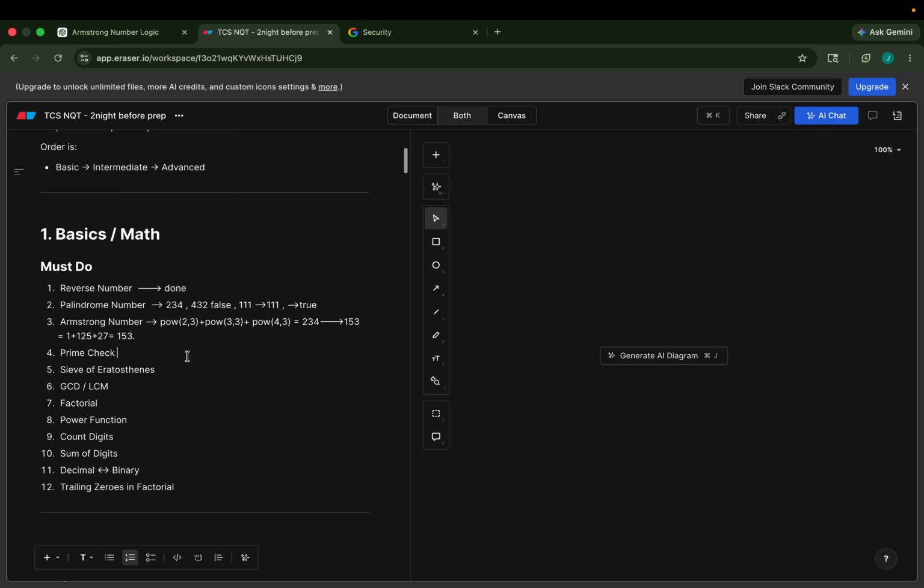Then comes the prime number check. In prime number, what I remember so far is we check from 1 to root n. 1 to root of n. If in this, if the number is 13, root of 13 would be what?